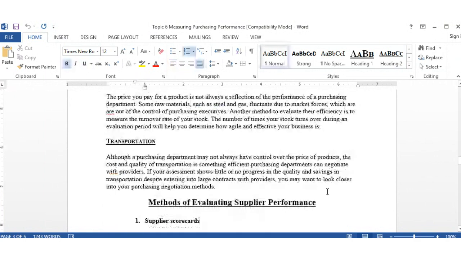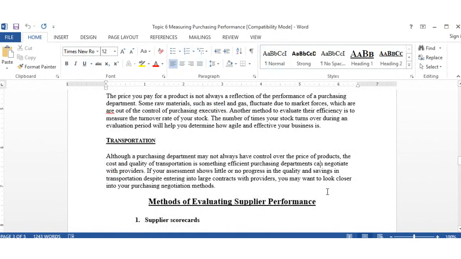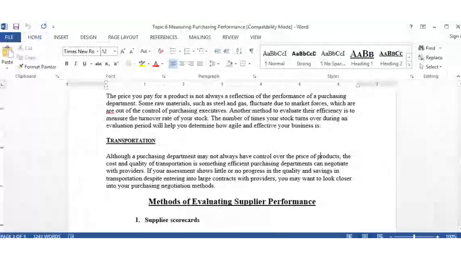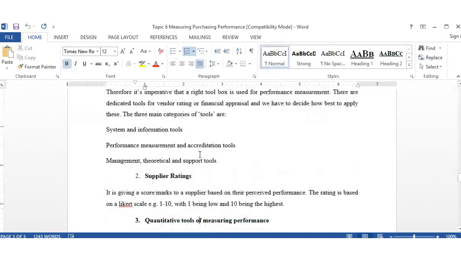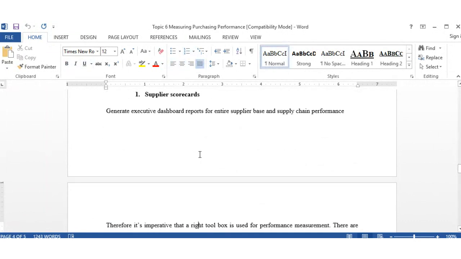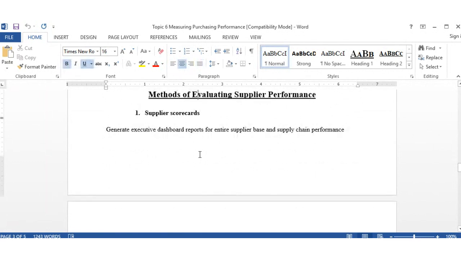Transportation: you can also check how fast you're transporting your items from one point to the other, so that it becomes easy for you. You need to check the speed of transportation. How fast are you transporting your materials? Do you have problems transporting your materials? When you have challenges transporting your materials, it means that your performance as a department is not very good. Finally, the methods of measuring the performance of suppliers.